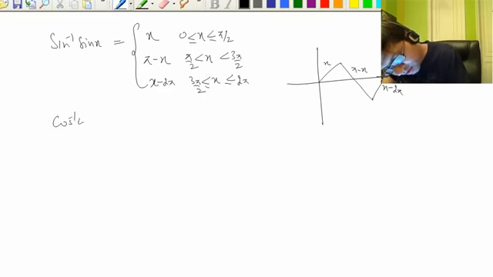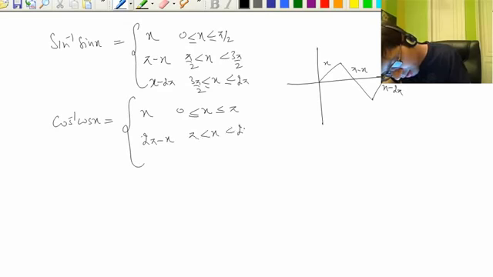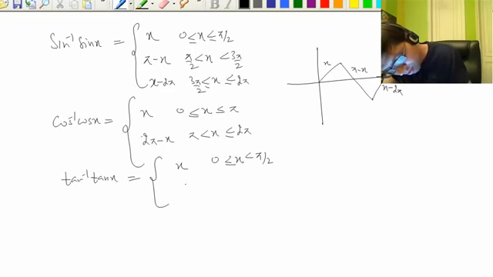And cos inverse cos x: x from 0 to pi, and then we have 2 pi minus x from pi to 2 pi, right. Tan inverse tan x is a periodic function with period pi, so we just need to write till pi. From 0 to pi by 2 it is x, pi by 2 not defined. From pi by 2 to pi it is x minus pi.